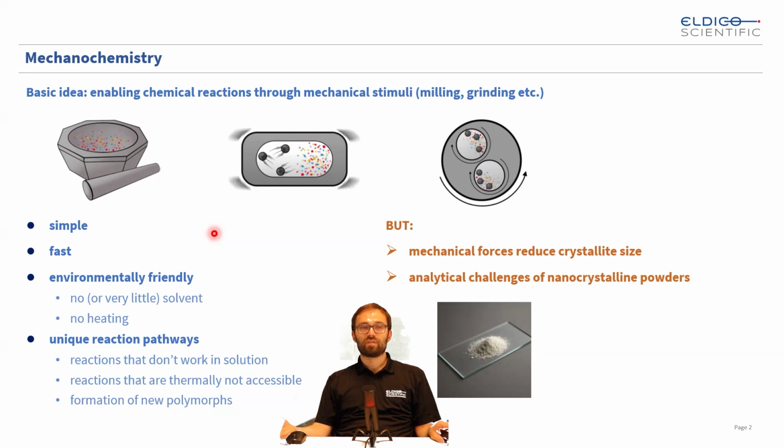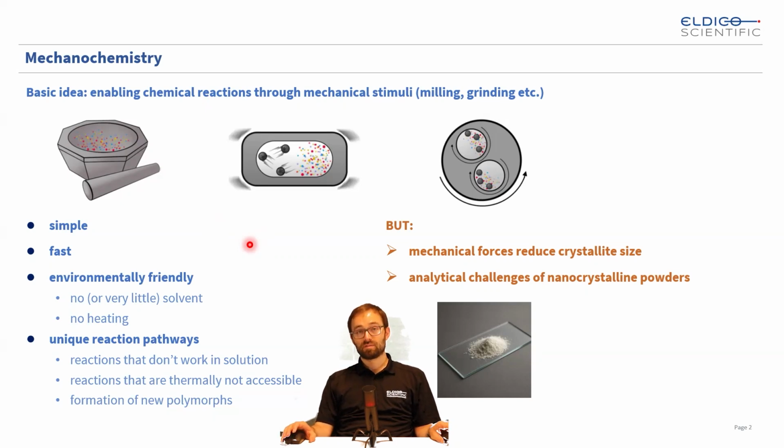And you're also saving a lot of energy because it is not necessary to heat the reaction mixture. And this allows certain reactions that you couldn't have in solution, maybe because at the point where you cross the activation barrier, you already get thermal decomposition. It also gives access to certain polymorphs that you cannot obtain in other ways.